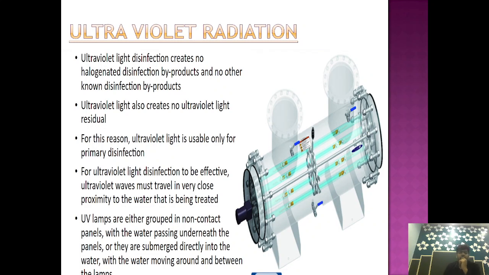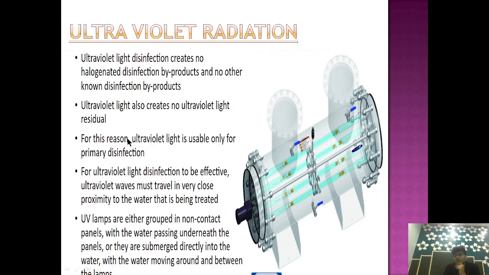Now let's see some of the advantages and disadvantages of ultraviolet radiation. Ultraviolet light disinfection creates no halogenated disinfection byproduct and no other known disinfection byproduct. So basically, it means that substances like active substances which are used in chemical type systems or in biocides may have a byproduct. Like in sodium hypochlorite, it has hydrogen, and in other systems it may be some others. So an ultraviolet radiation system doesn't have any of this.